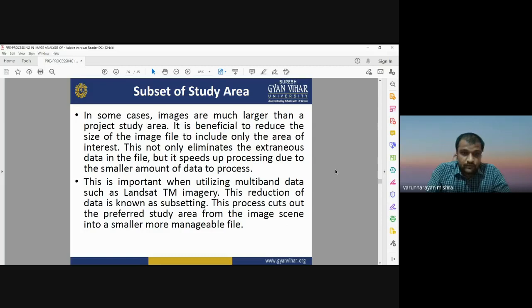So this is very important when utilizing multi-band data such as Landsat TM imagery. This reduction of the data is known as subsetting. So when we extract the required study area from the larger Landsat scene, this is known as subsetting. This reduction of the data is known as subsetting, and the process cuts out the preferred study area from the image scene into a smaller, more manageable file.